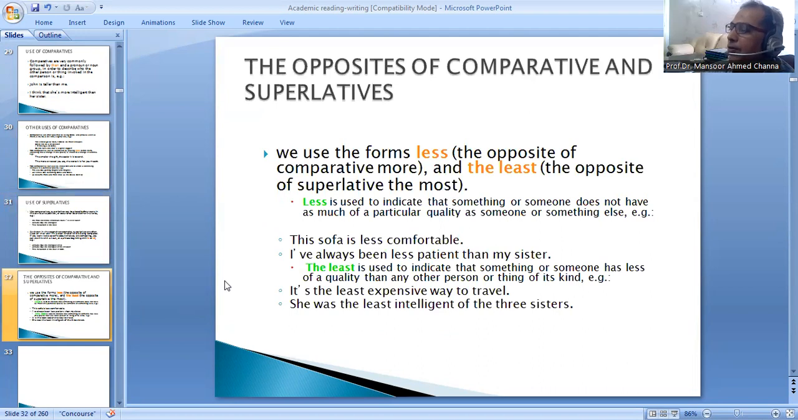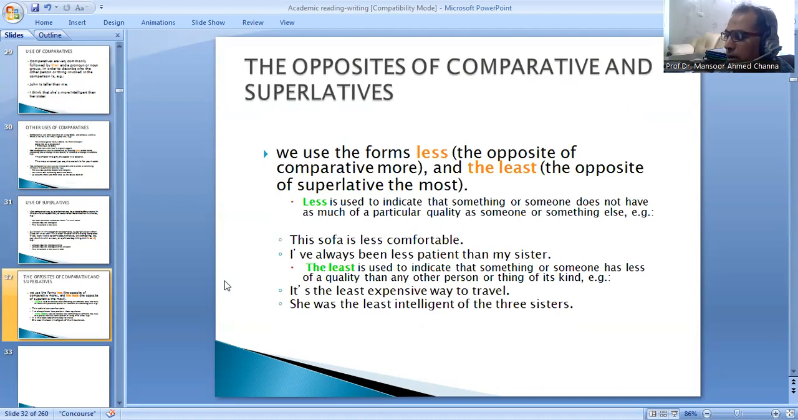The opposites of comparatives and superlatives. We use the forms less, the opposite of the comparative more, and the least, the opposite of the superlative the most. Less is used to indicate that something or someone does not have as much of a particular quality as someone or something else. For example, this sofa is less comfortable.